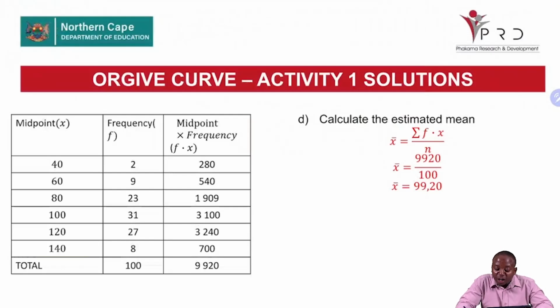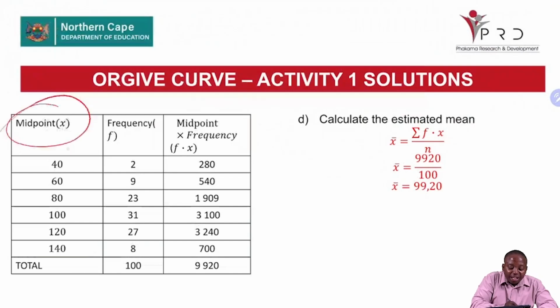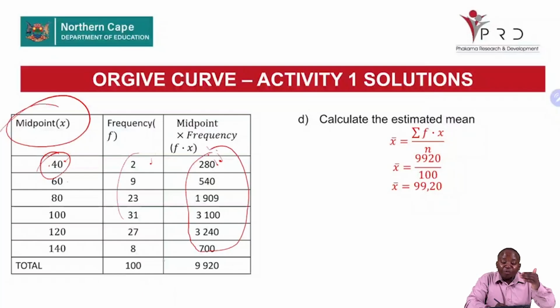Number D, calculate the estimated mean. Remember how we find the estimated mean? It is the midpoint. You find the midpoint of the class interval, 40 for the first one, 60, 80, 100. So the midpoint multiplied by the frequency. All of these values, this multiplied by that, we get that. We add all of these products of f times x, and we get 9,920.